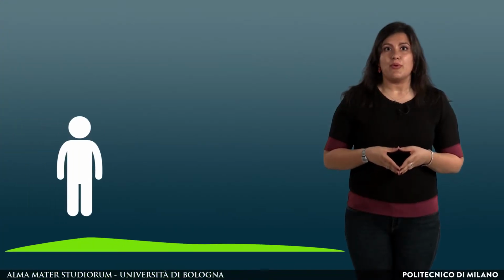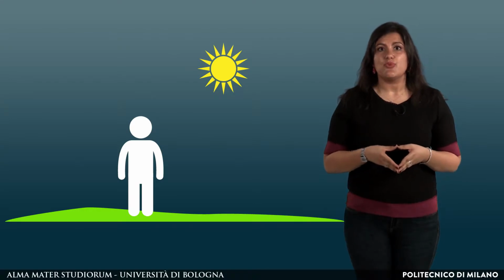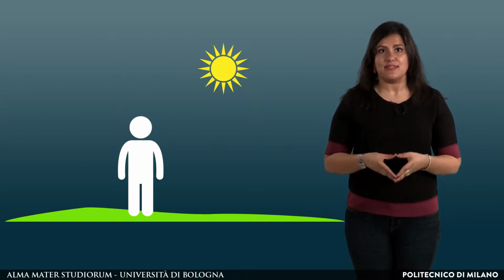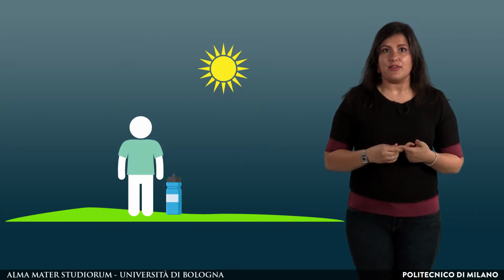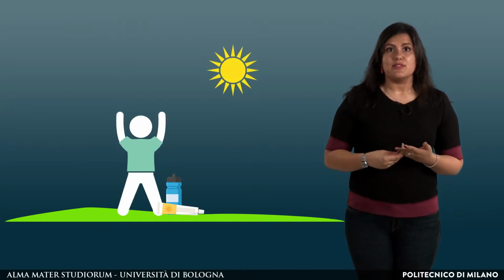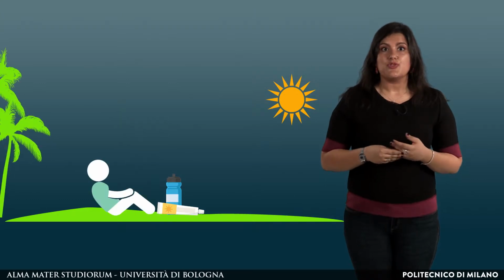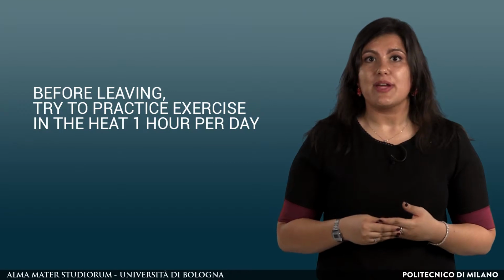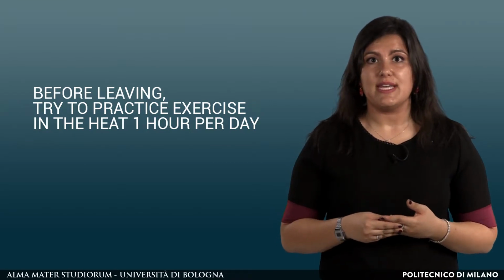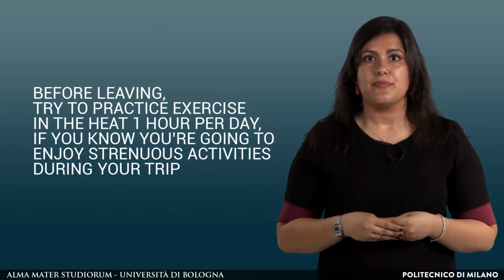If you have to do some outdoor activities in hot climates, it is better to take these steps to prevent heat-related illnesses, injuries, and deaths. Drink plenty of fluids, wear lightweight, light-colored clothing, do not forget sunscreen, practice outdoor activities when temperatures are mild during the day, rest often, and try to stay in the shade when outdoors. Before leaving, try to practice exercise in the heat 1 hour per day if you know you are going to enjoy strenuous activities during your trip.